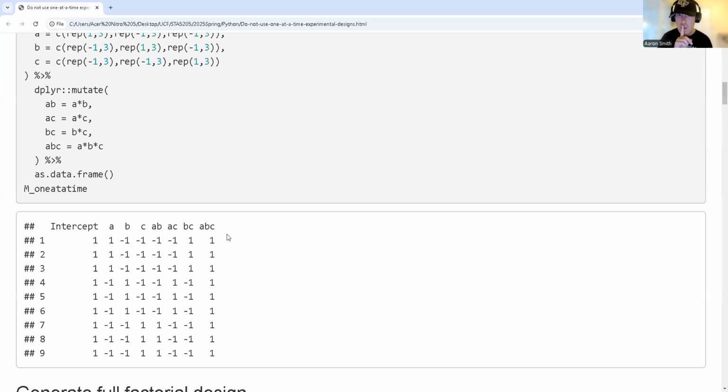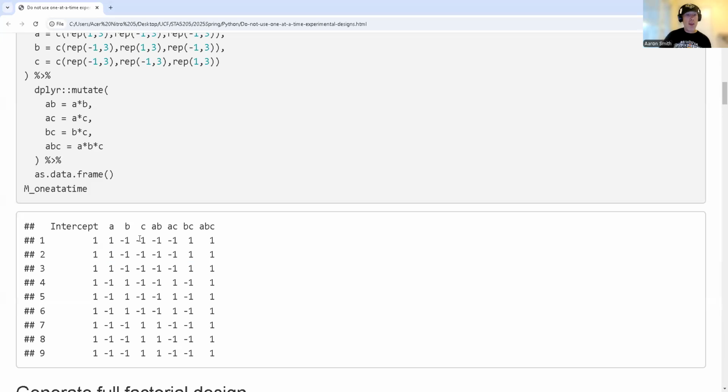Now, I want to point out something to you right here, right now. Look at the intercept column. Look at the ABC column. They're both constant ones. This is why this is an inferior method. Notice that the intercept and the highest interaction are perfectly correlated with each other. Okay, well, what about A with BC? Look at this: always positive in the first three, always negative after that. If I take B and compare it to AC, I see the same phenomenon.